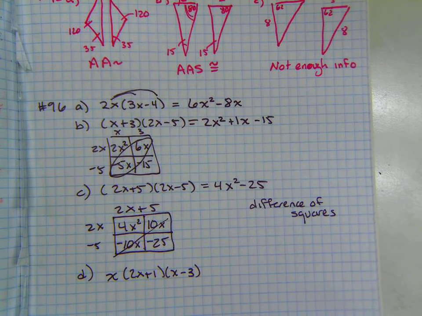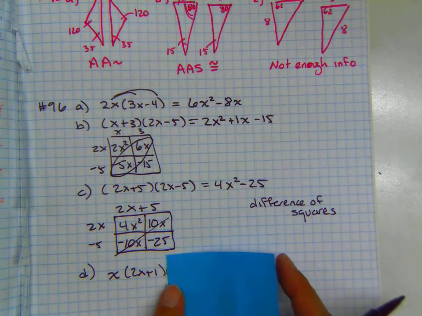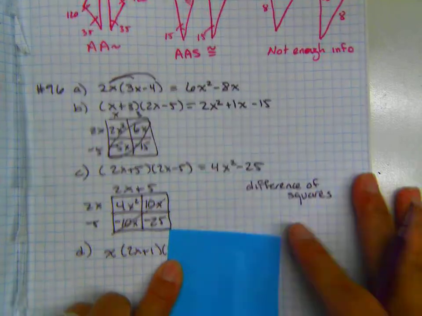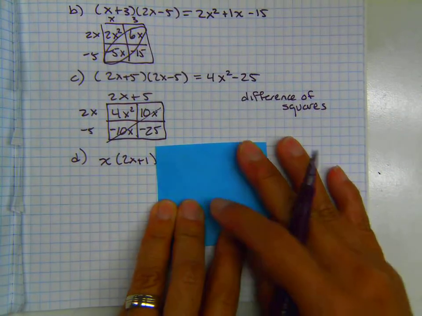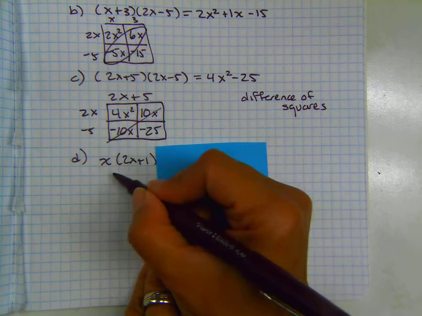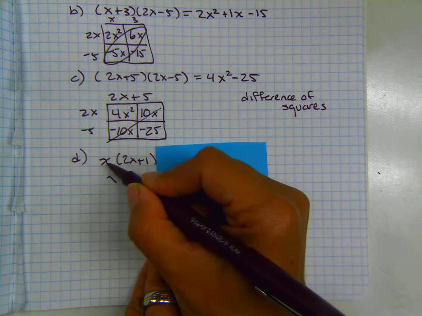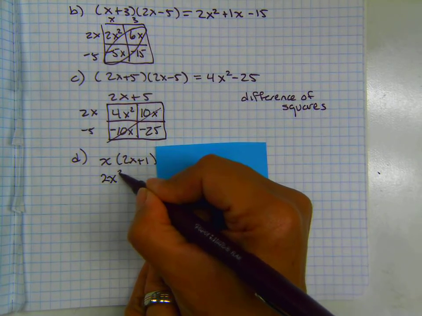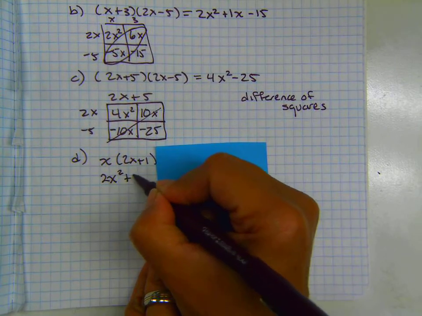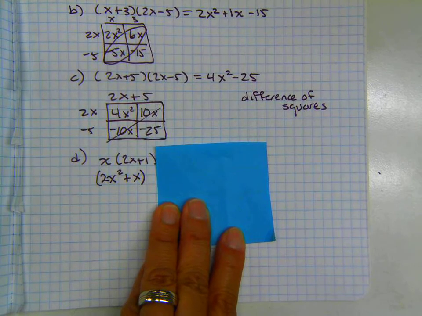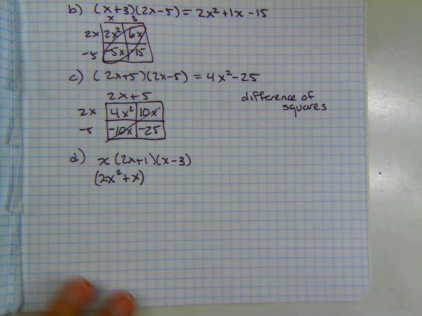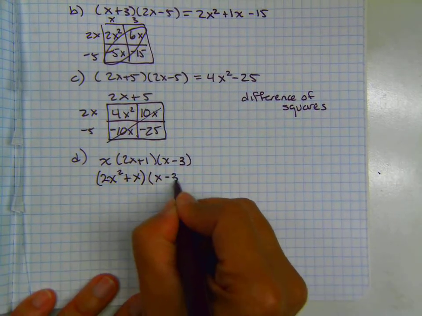All right, and D, we have x, 2x plus 1 times the quantity x minus 3. Now we have 3 things being multiplied, so what I would do is just deal with 2 of them at a time. So I'm just going to deal with these 2. Before you came into this class, you knew how to multiply this, just distribute it. It was 2 times x is 2x squared, x times 1 is x. The only difference is I'm going to put my answer in parentheses because I have more of the problem. So I'm just going to write down the rest of the problem.